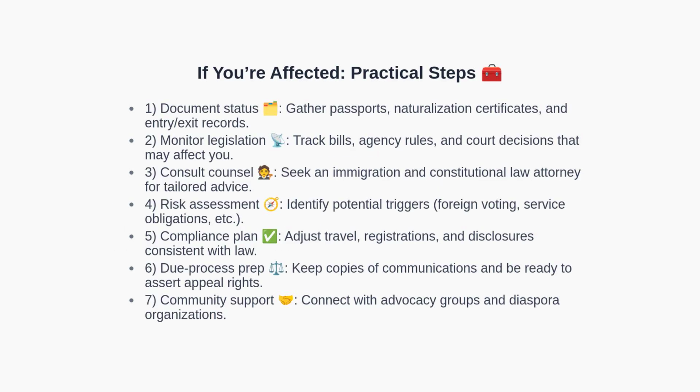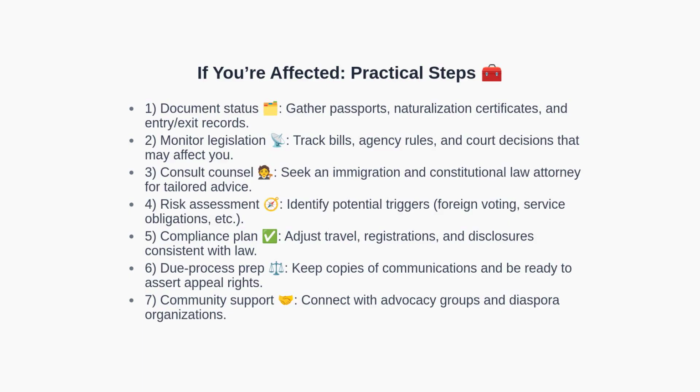If you may be affected, start by documenting your status with official records. Monitor relevant legislation, rulemaking, and litigation. Consult an experienced immigration and constitutional lawyer for personalized advice. Conduct a risk assessment to identify potential triggers such as foreign voting or service obligations. Develop a compliance plan aligned with applicable law. Preserve communications and be ready to assert your due process and appeal rights if needed. Finally, seek community support from advocacy and diaspora organizations.